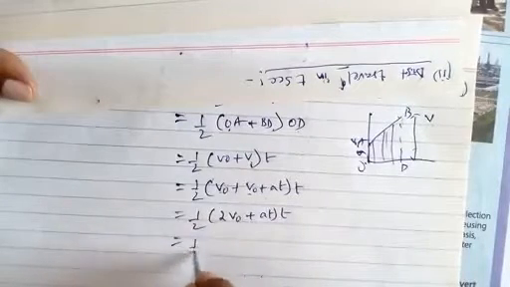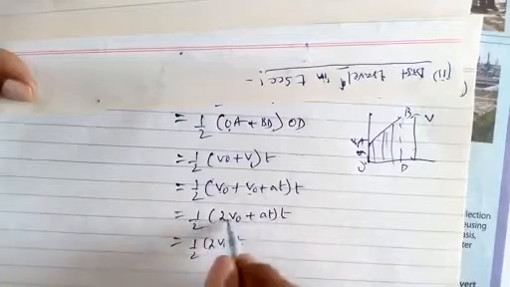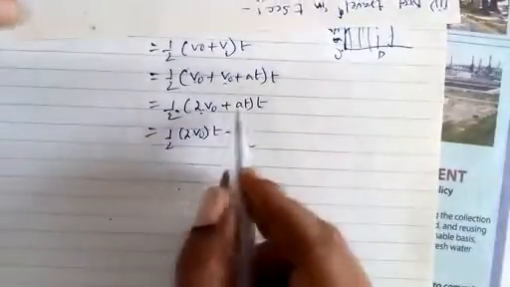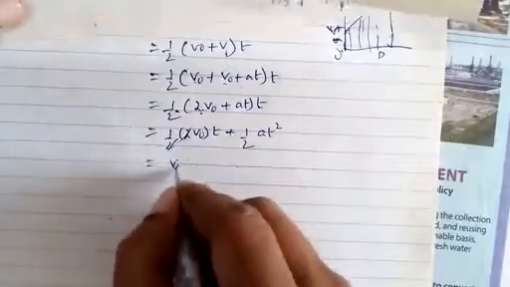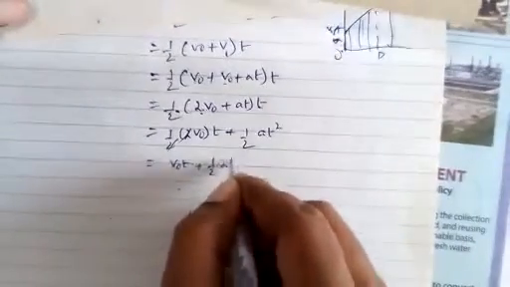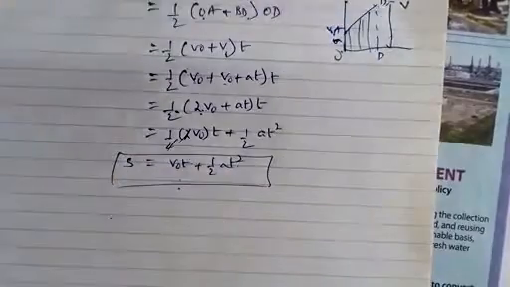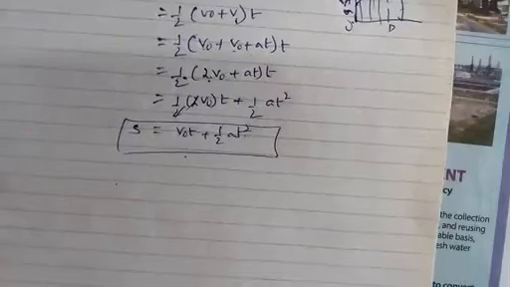Now half into 2V0 into T. This half is for this, and half is for this also. aT into T is T square. The 2 cancels. So V0T plus half aT square. So distance s equals this. This is another equation. You might have studied this in lower classes also.